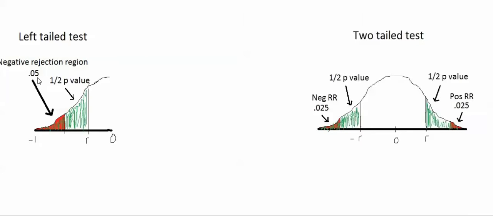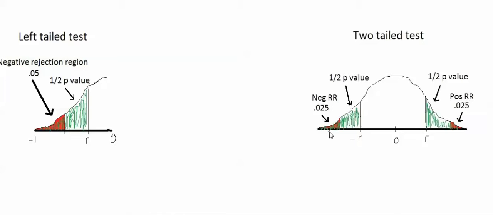So see where it says 0.05? This rejection region in a left tail test is actually twice as big as this rejection region in a two-tail test, because if you add the size of this area with the size of this area, meaning if you combine these two areas together from the two-tail test, they actually equal this area in a left tail test.